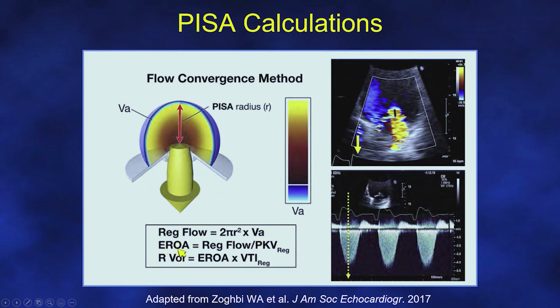We then can calculate the effective regurgitant orifice area by taking that regurgitant flow and dividing it by the peak velocity. We can then calculate the regurgitant volume by taking that ERO and multiplying it by the TVI of the mitral regurgitation velocity by CW.